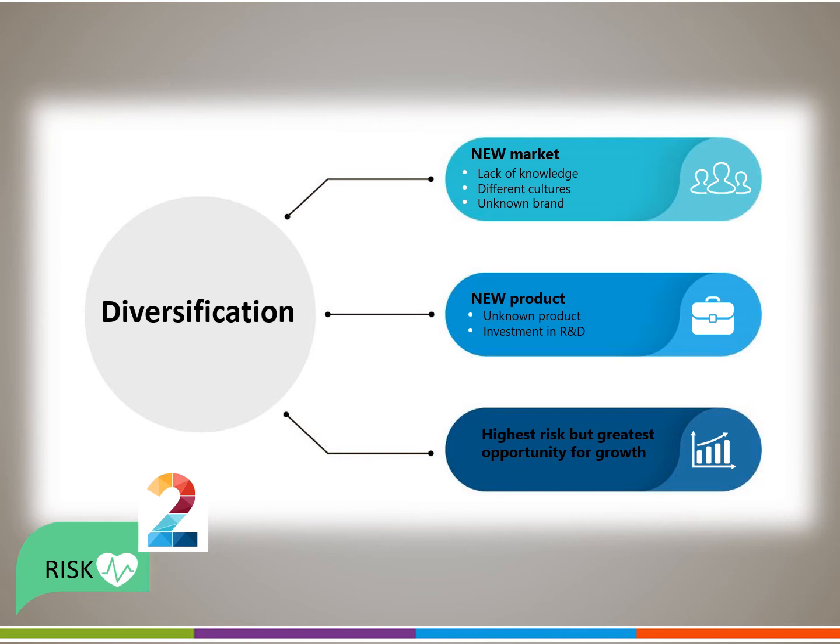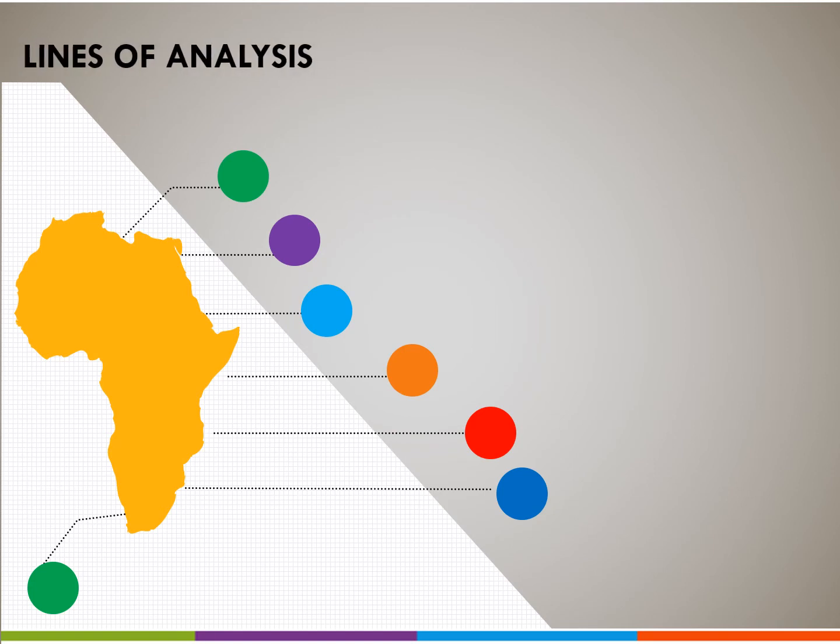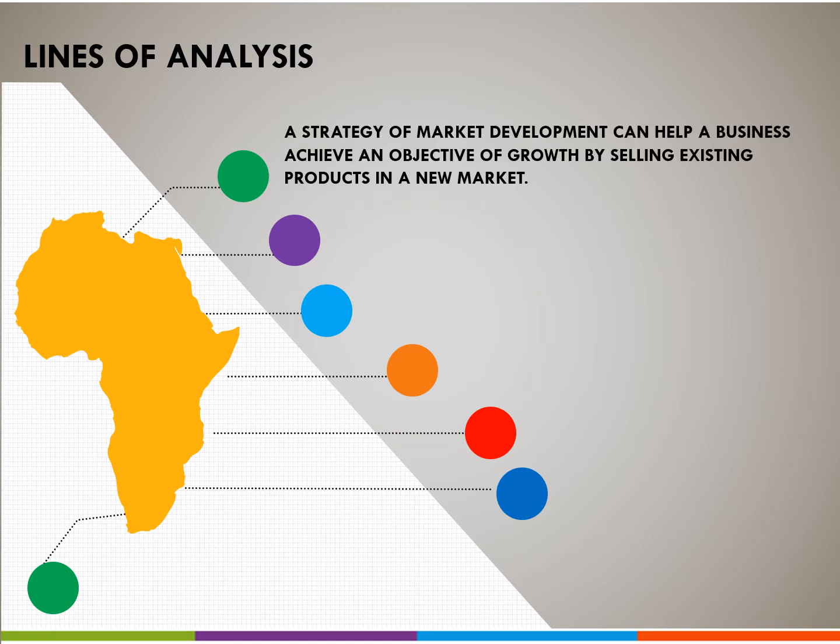If looking at a business, you might consider how well placed the business is to make this a success. What are its core competencies? In an examination, we're going to want to develop a line of analysis based on one of the strategies. So let's consider a strategy of market development. We may start by saying a strategy of market development can help a business achieve an objective of growth by selling existing products in a new market.